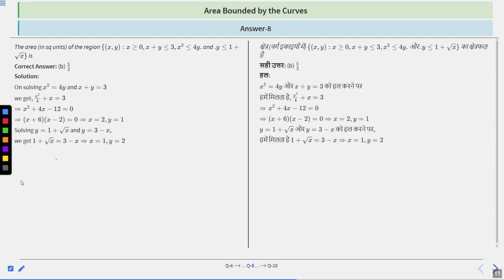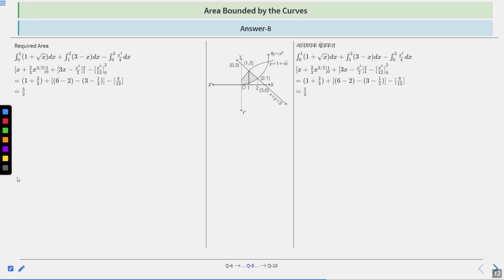On solving y equals 1 plus root x and y equals 3 minus x, we get 1 plus root x equals 3 minus x. Therefore, x equals 1 and y equals 2. This is basically the equation of the curve. You can see that the shaded area common to all the regions is this shaded region.